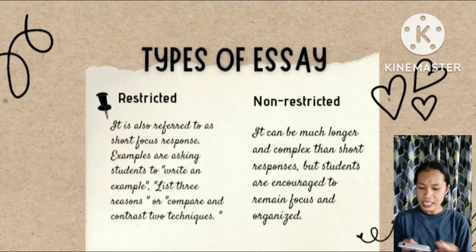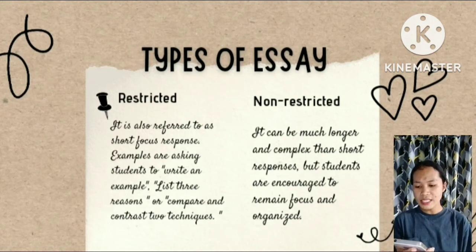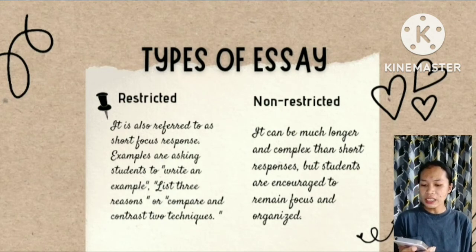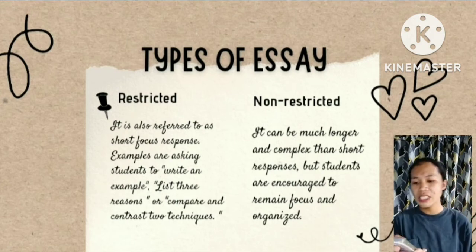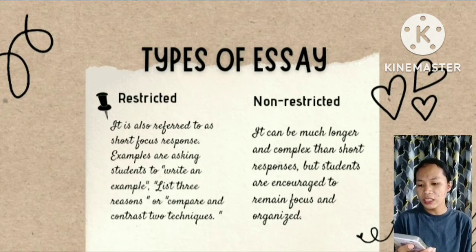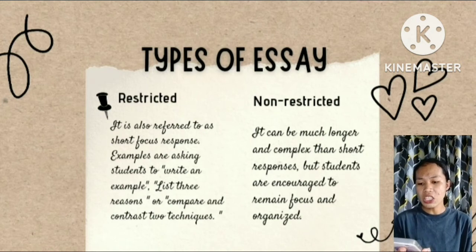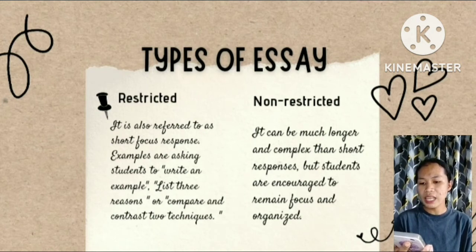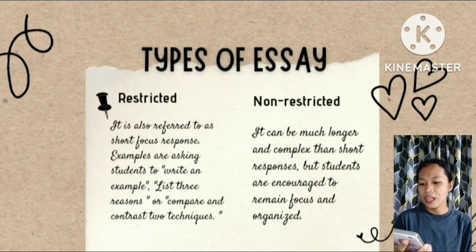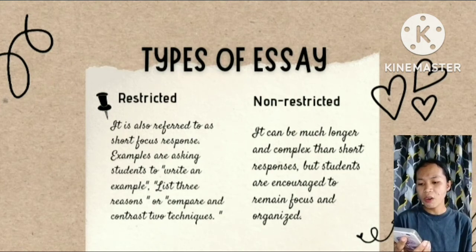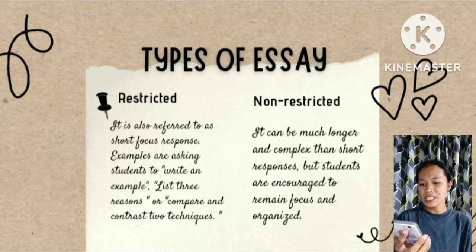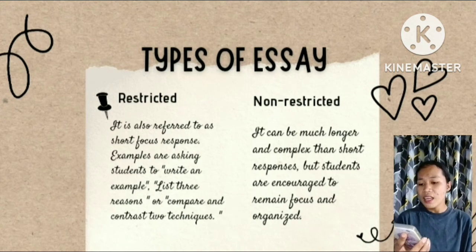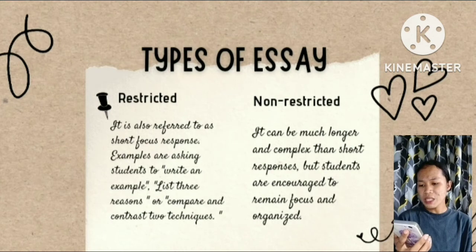When we say restricted, it is also referred to as a short focused response. An example is asking students to write an example. The restricted response question usually limits both the content and the response. The content is usually restricted by the scope of the topic to be discussed. Limitations on the form of response are generally indicated in the question. Another way of restricting a response in an essay test is to base the question on specific problems.